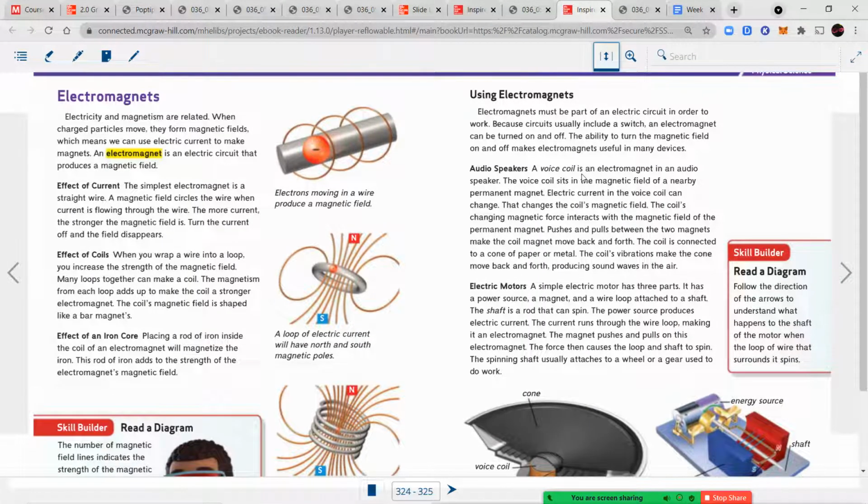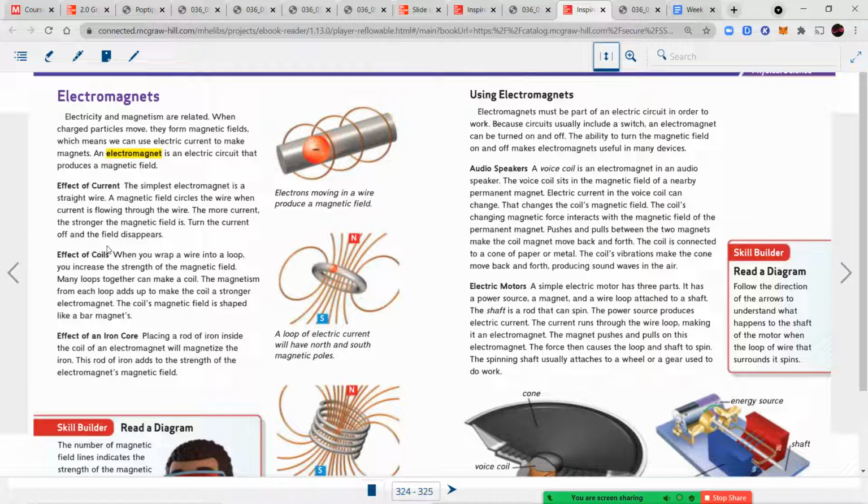Electromagnets. Electricity and magnetism are related. When charged particles move, they form magnetic fields, which means they can use electric current to make magnets. An electromagnet is an electric circuit that produces a magnetic field. The effect of a current. The simplest electromagnet is a straight wire. The magnetic field circles the wire when the current is flowing through the wire. The more current, the stronger the magnetic field. Turn the current off and the field disappears.